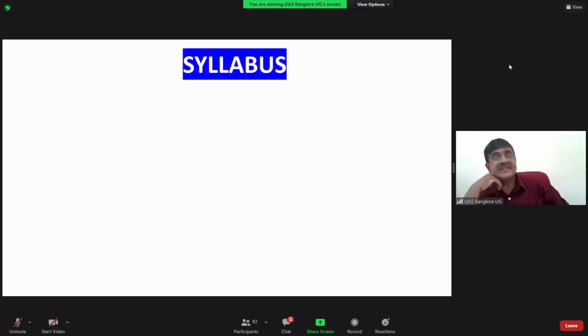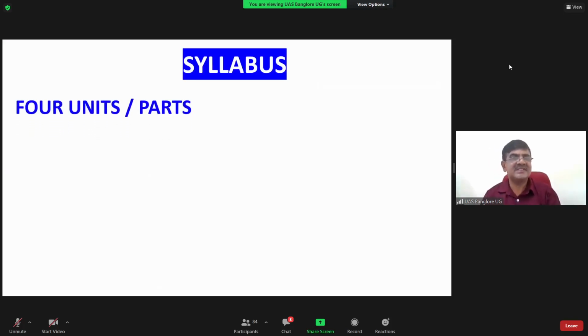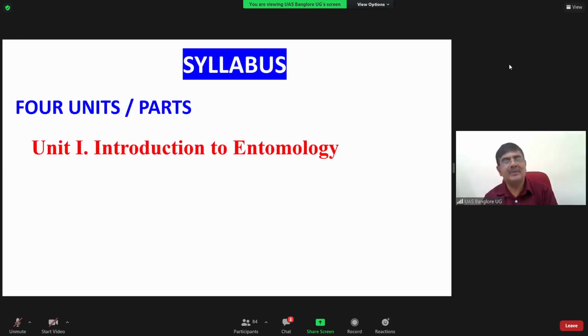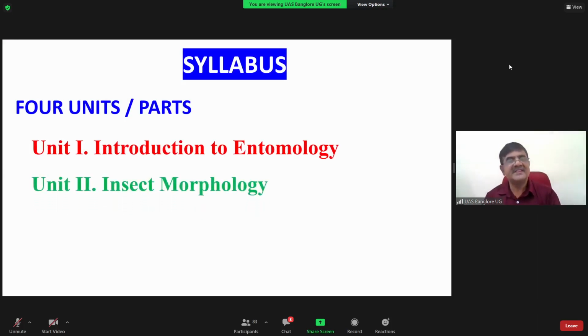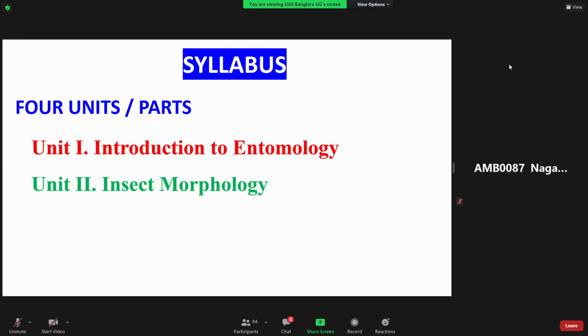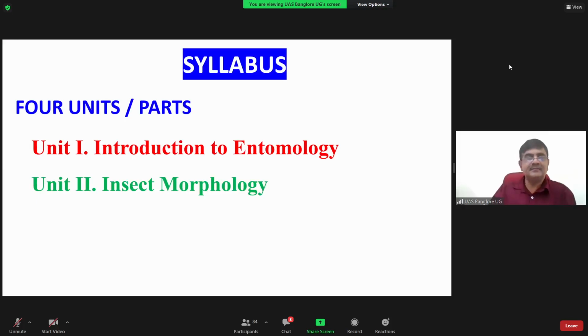First, since today is the first class, we will look into the syllabus, what we will be covering. For convenience, we will divide the syllabus into 4 units or 4 parts. In the first unit, we will be studying introduction to this course, that is introduction to entomology. And in the second part, we will be studying insect morphology, where we will be studying the external structures that are present on the insect. It may be head or thorax or abdomen.